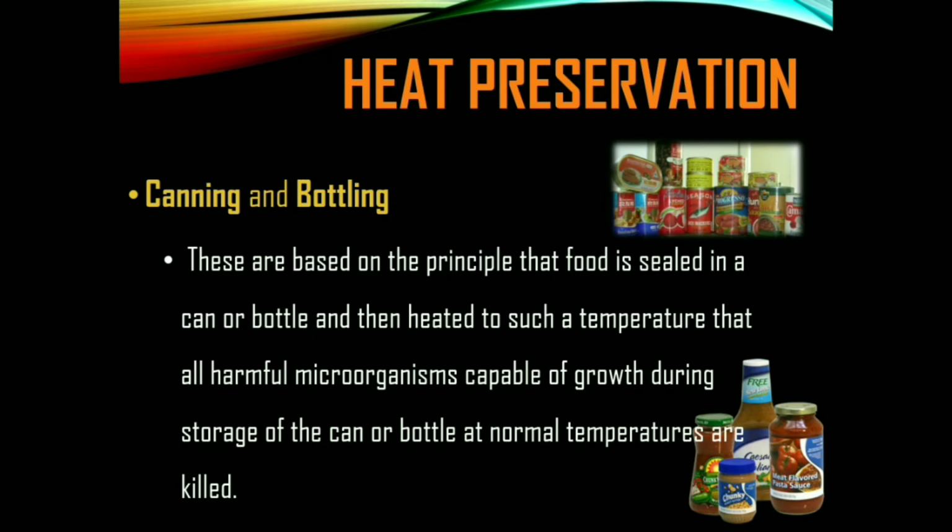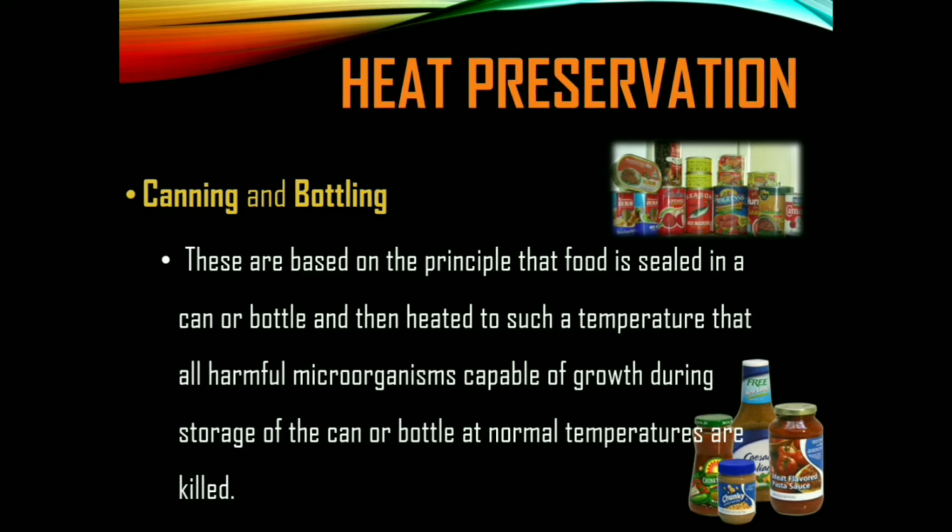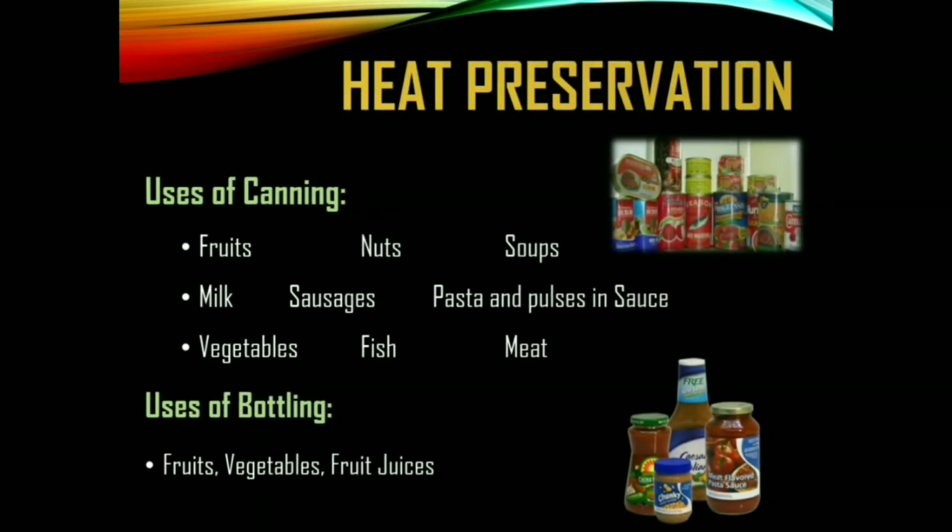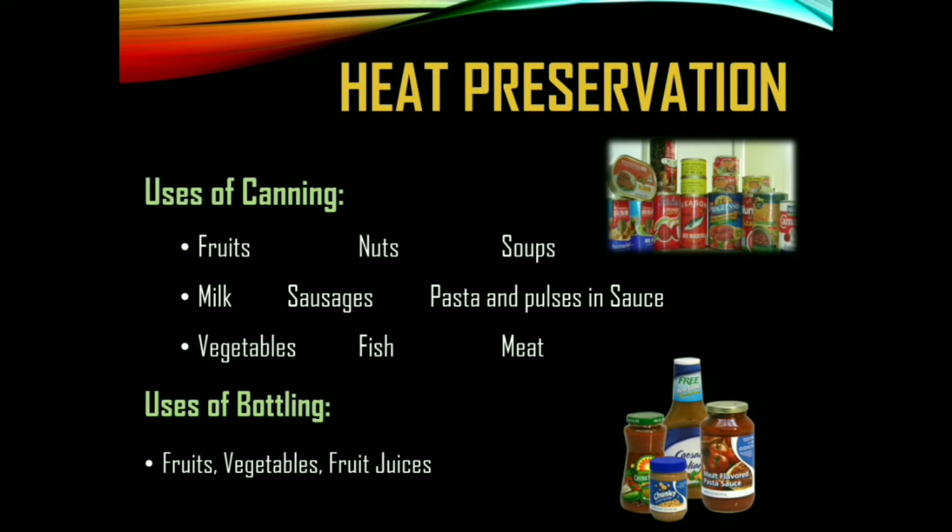But you notice that it's also used with a combination method such as heating, right? Good. Next, use of canning. Some examples of food products that are canned are fruits, milk, vegetable, sausages, nuts, soups, pasta and pulses in sauces, meat, and also fish, and you may be able to think of others. Examples of uses of bottling include fruits, vegetables, and also fruit juices. And we may speak of also sauces.